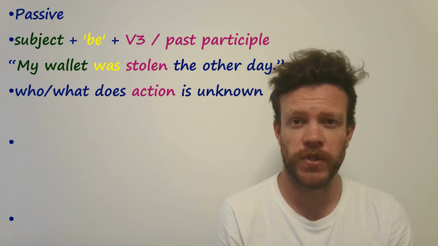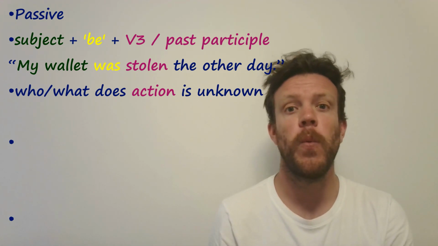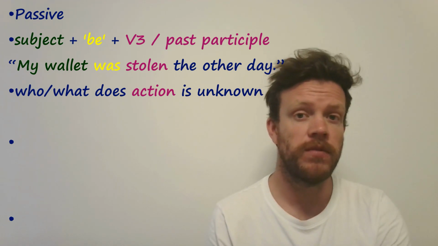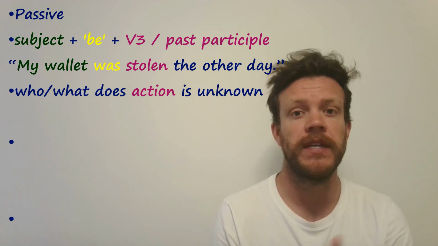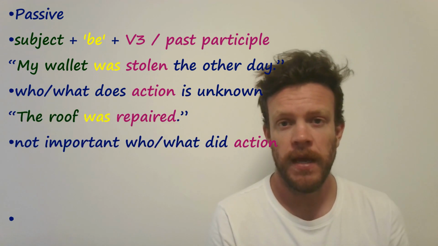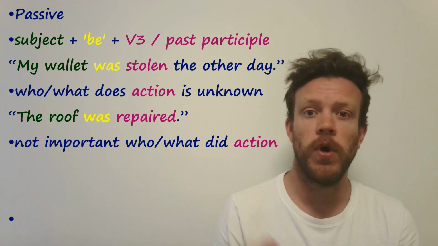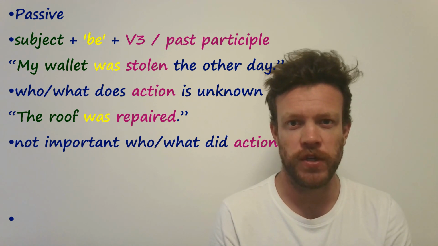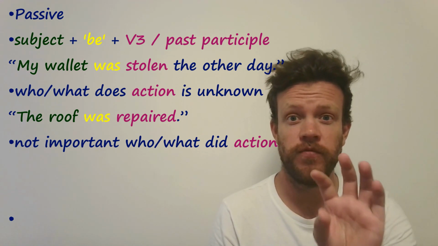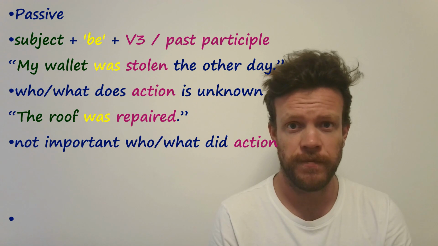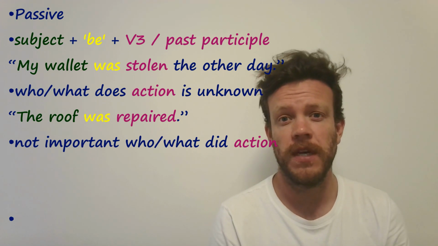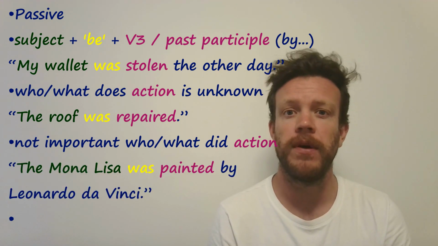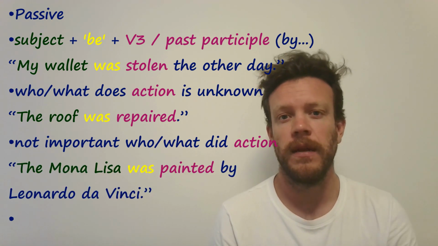My wallet was stolen the other day. Use it when you don't know who or what did the action. You could also say someone stole my wallet, but it's good to use the passive here. The next one, the roof was repaired. When it's not important who did the action. The focus is the roof, so we're going to use the passive. If you want to say who does the action, use the preposition by. For example, the Mona Lisa was painted by Leonardo da Vinci.